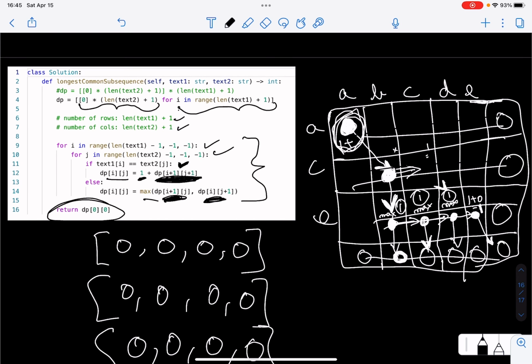The time complexity would be the big O of n times m, where n is the length of the first text and m is the length of the second text, because as you saw, we had a 2D matrix corresponding to those particular lengths. The space complexity is also going to be the same, because we have a 2D matrix in which we store values.